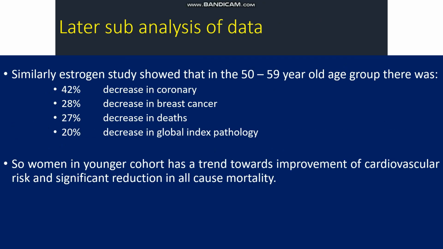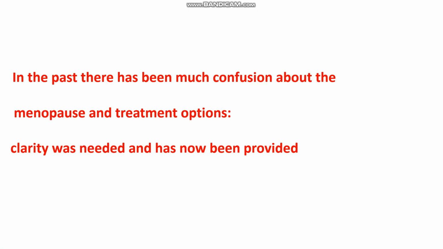Later sub-analysis of the data also showed that with estrogen only, in the 50 to 59 years age group there was a 42% decrease in coronary heart disease, 28% decrease in breast cancer, 27% decrease in deaths, and 20% decrease in the global index pathology. So women in the younger cohort have a trend towards improvement of cardiovascular risk and significant reduction in all-cause mortality.